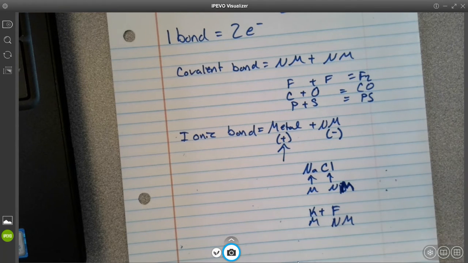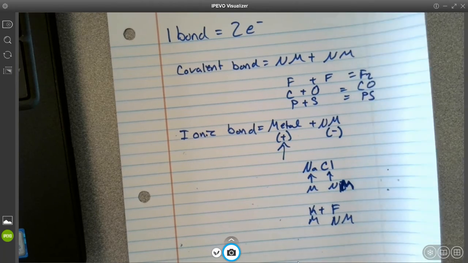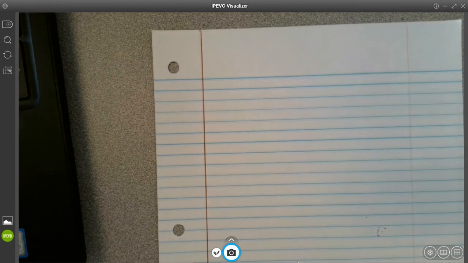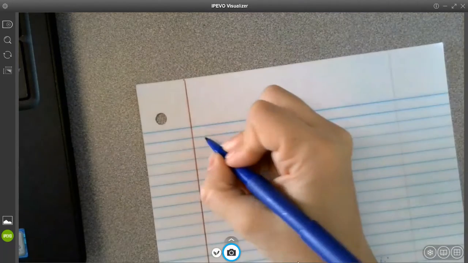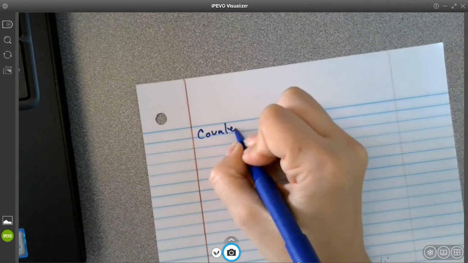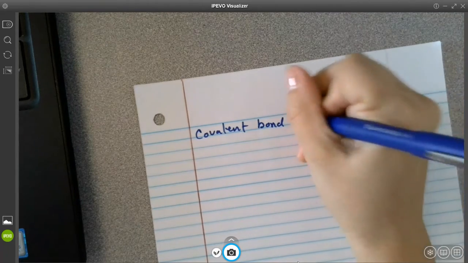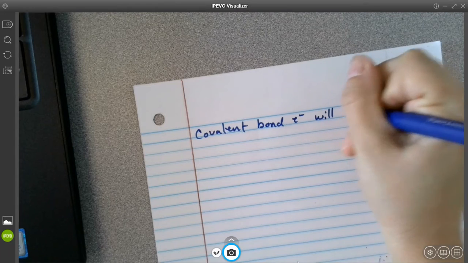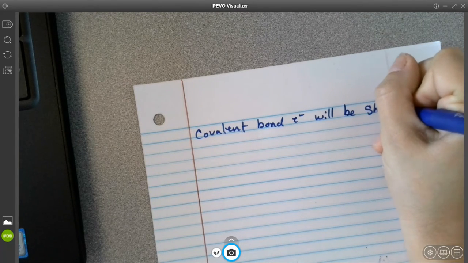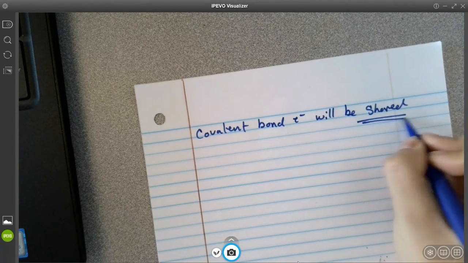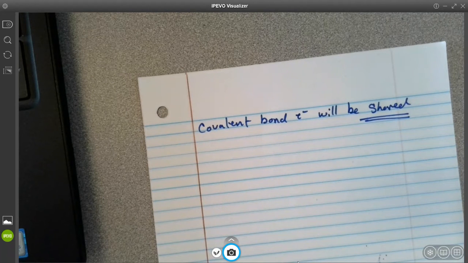So taking this knowledge and moving forward, we're going to look into the structures. So if I'm looking at a covalent bond, my electrons will be shared. I'm going to underline shared here because that's actually very important. Covalent bonds are going to share their electrons.